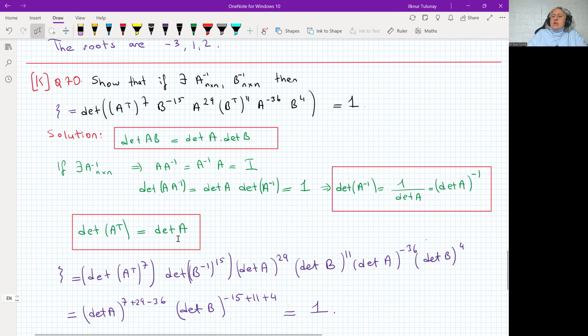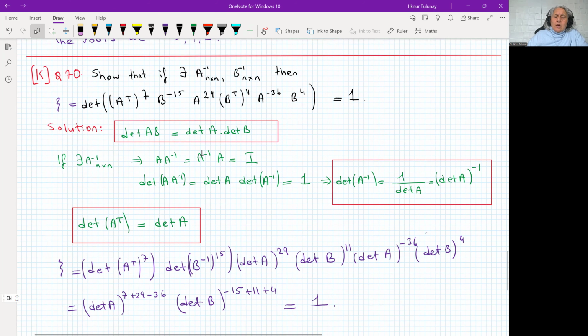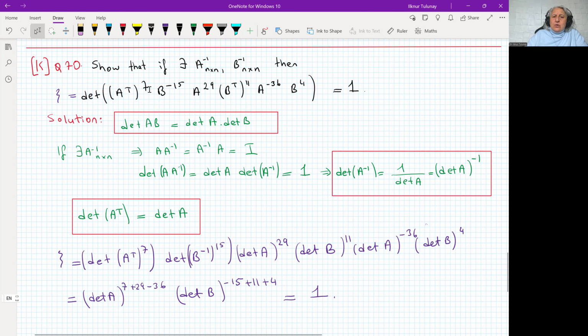Also, we know that the transpose will not change the determinant. So the determinant of the transpose of a matrix is exactly the determinant of the matrix. I'm going to use these three equations to make this expression simpler and try to find out that it is equal to 1. So we have a transpose and a power, and then we have another matrix.